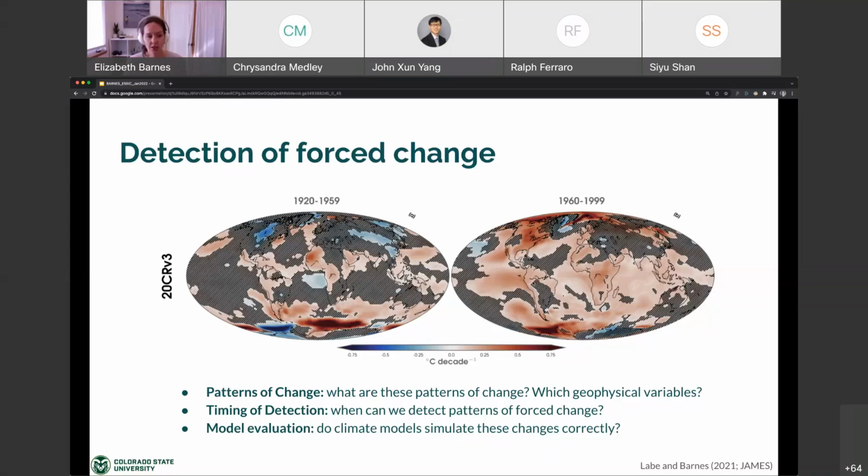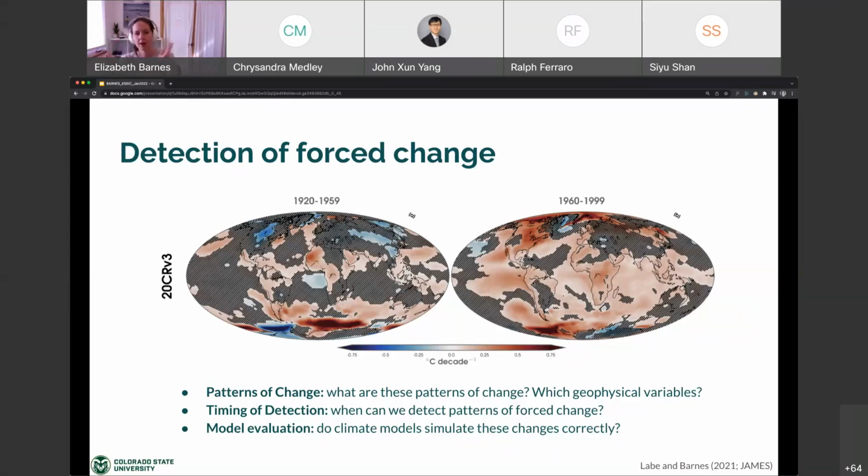Another is the timing of detection. When might we detect or see these changes amidst all of the climate noise we live in every day, also known as weather? And finally, model evaluation. Do our climate models simulate these changes correctly? Are they consistent with one another? Are they consistent with observations? These are all questions that fall under this heading of detecting forced change.